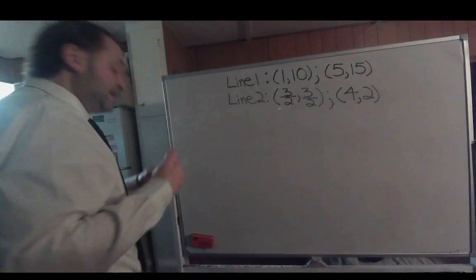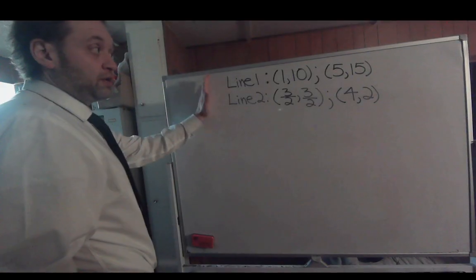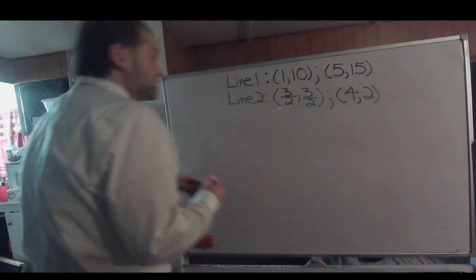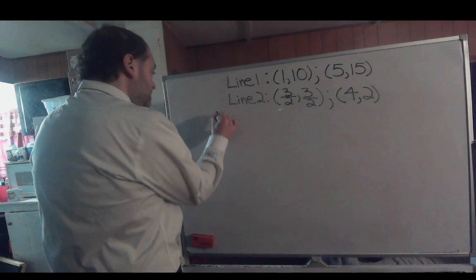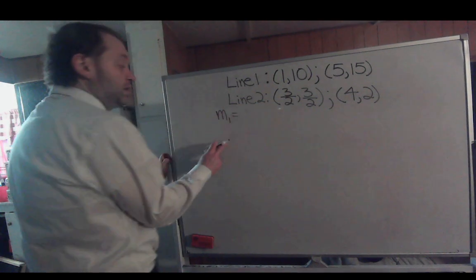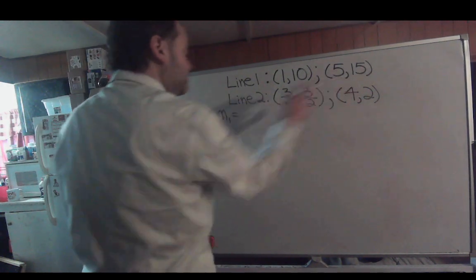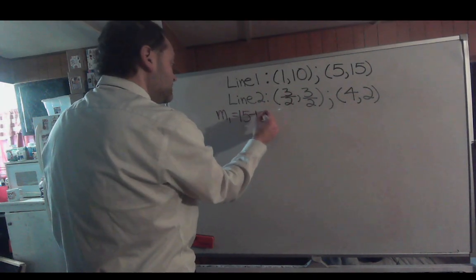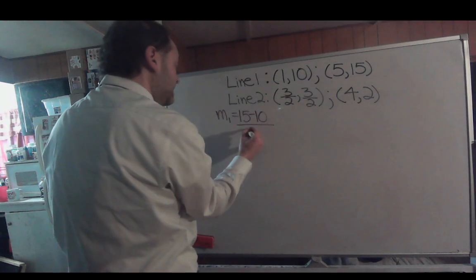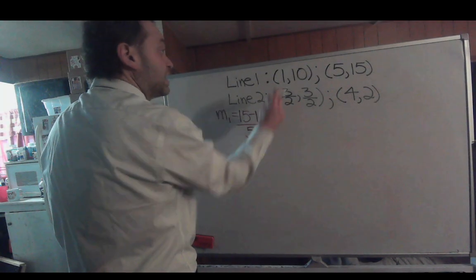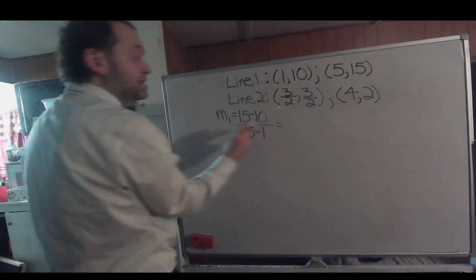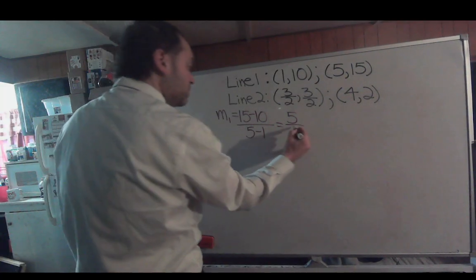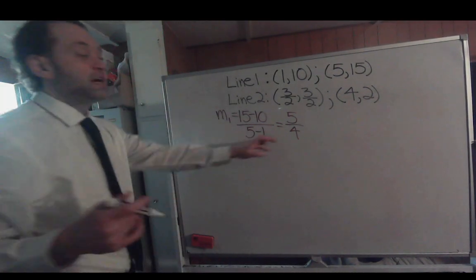Alright, so again, we need to determine, are these two lines parallel to each other, perpendicular to each other, or neither? Well, let's find the slope of line 1. So the slope of line 1, of course, you take your y2 of 15 minus your y1 of 10, divide all that by your x2 of 5 minus your x1 of 1. 15 minus 10 is 5. 5 minus 1 is 4. So the slope of line 1 is 5/4.